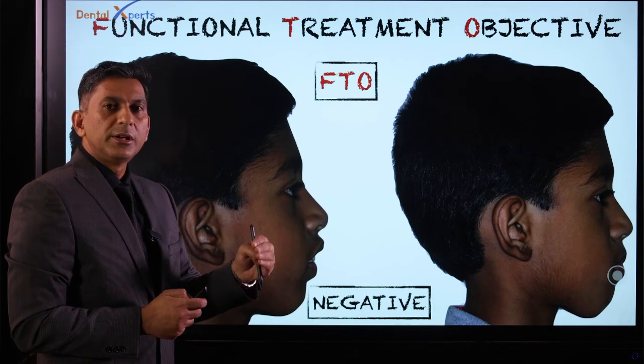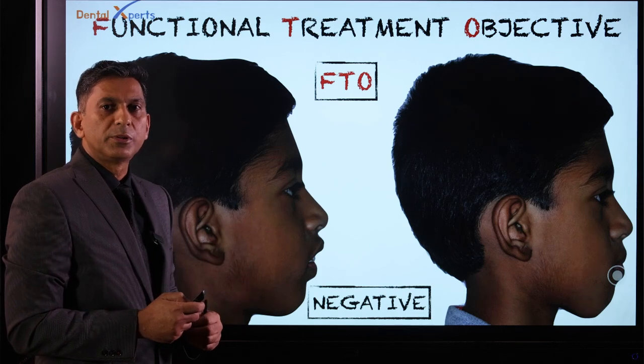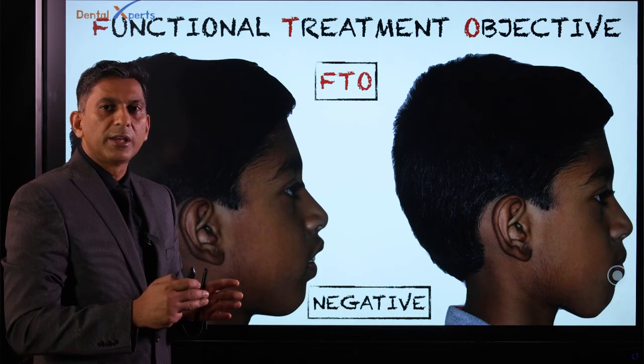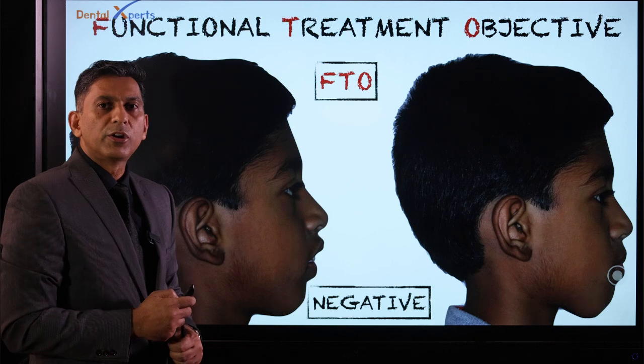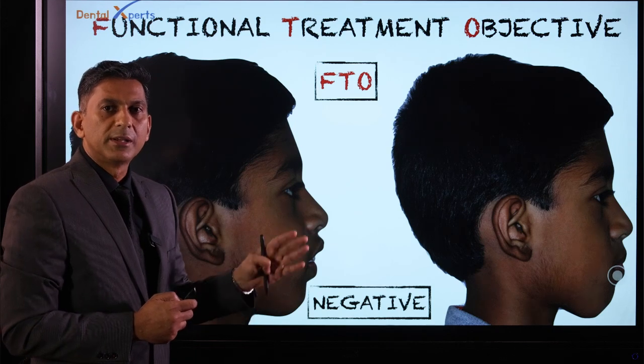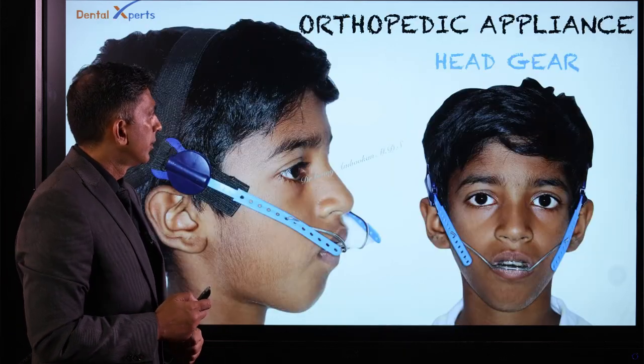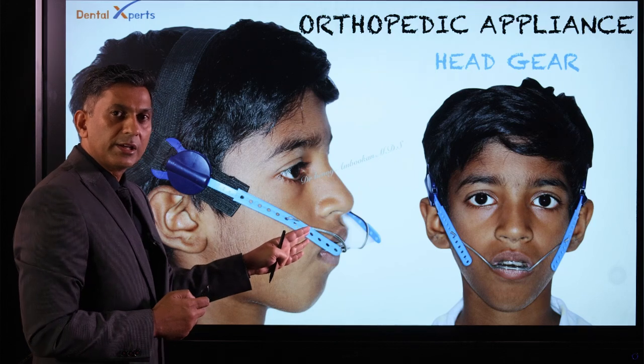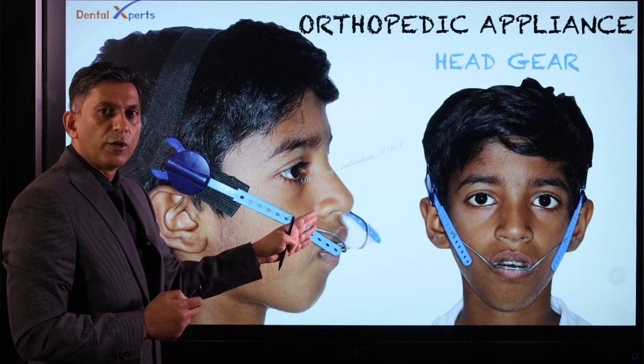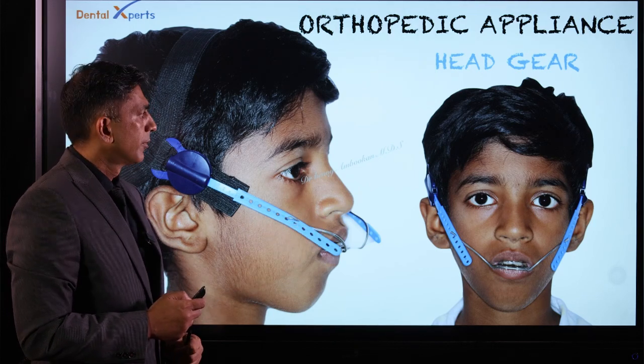As I mentioned earlier, it is during the mixed dentition growth spurt, girls of 7 to 9 and boys of 8 to 11, that we commonly use the orthopedic appliance, that is the headgear. So this is the headgear case, which has been treated for prognathic maxilla.